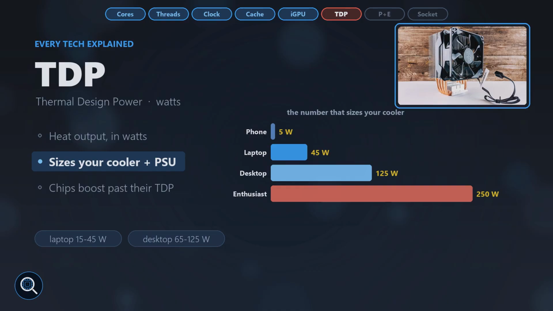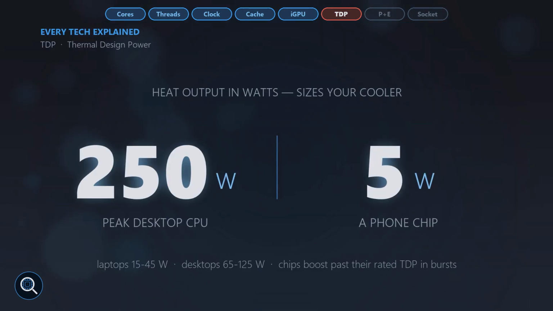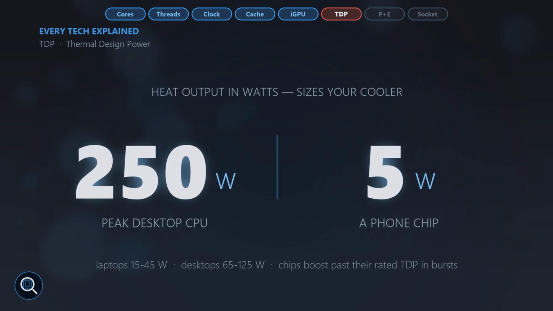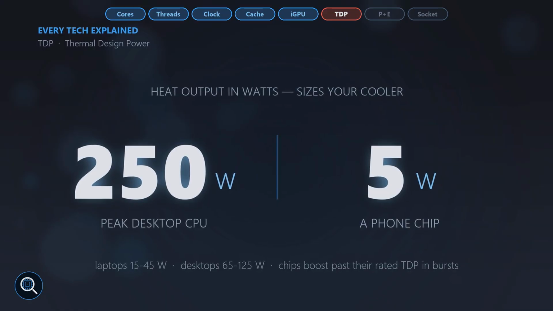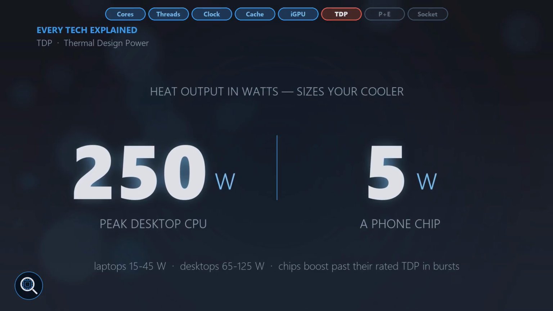Modern chips boost well above their rated TDP in short bursts, so true peak draw is higher than the sticker suggests. For scale, a phone chip sips around 5 watts, while a high-end desktop CPU can pull as much as 250 watts under full load, roughly a games console's worth of power in a single chip.